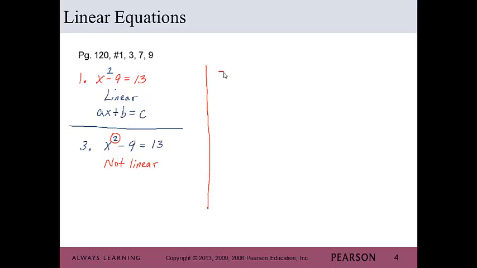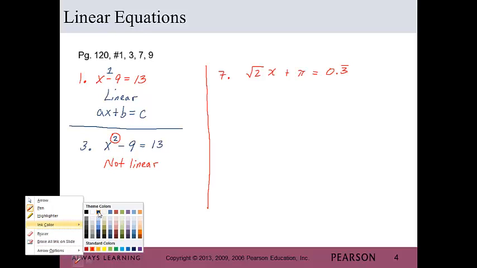All right, number 7. We have the square root of 2, x, plus pi equals 0.3 repeating.